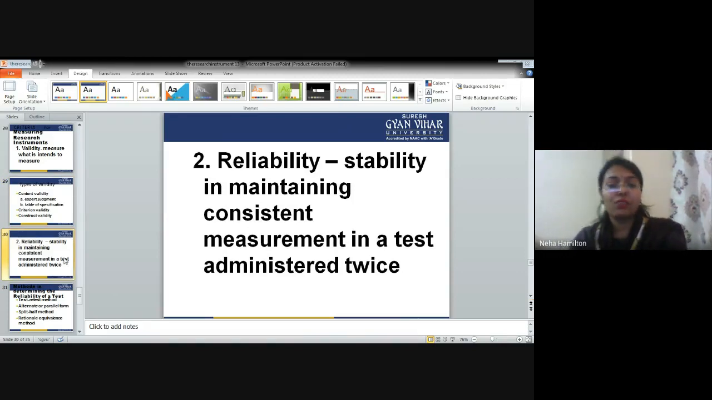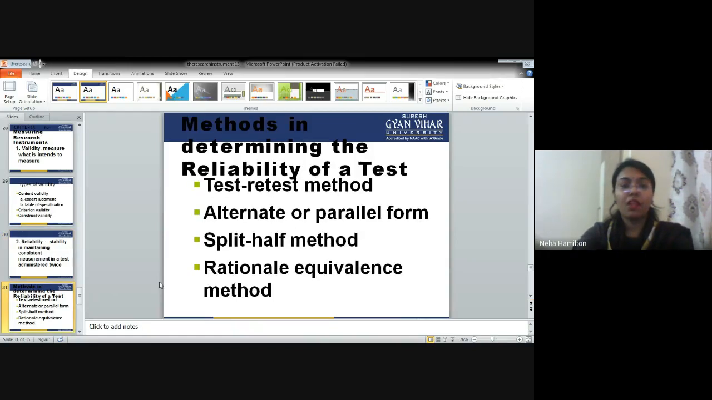The next thing that we have to understand is reliability. Reliability is maintaining consistent measurement in a test administered twice, right? So in reliability, you are measuring whether the test is consistent or not, whether you can rely on that particular test or not. Now, how can we measure the reliability of a test instrument? The first is the test-retest method, using that instrument a number of times, which reduces the sampling error or the scale error. Next is the alternate or parallel form.